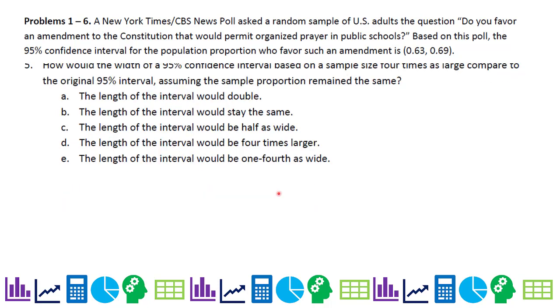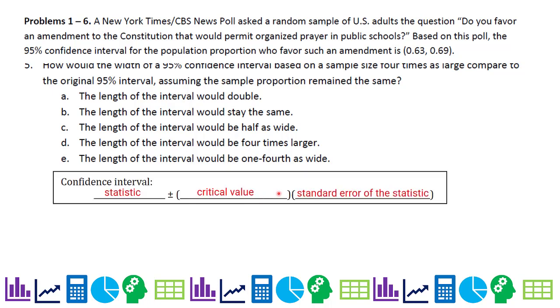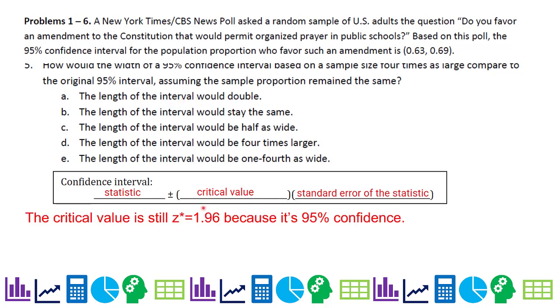Number 5, how would the width of a 95% confidence interval based on a sample size 4 times as large compare to the original interval, assuming the sample proportion remained the same? So remember, the interval, this is our width. You have your statistic, usually your mean, and you take your critical value, C star, times your standard error. Well, if we're still doing a 95% confidence interval, the Z star is the same. It's going to be 1.96 because it's 95% confidence.